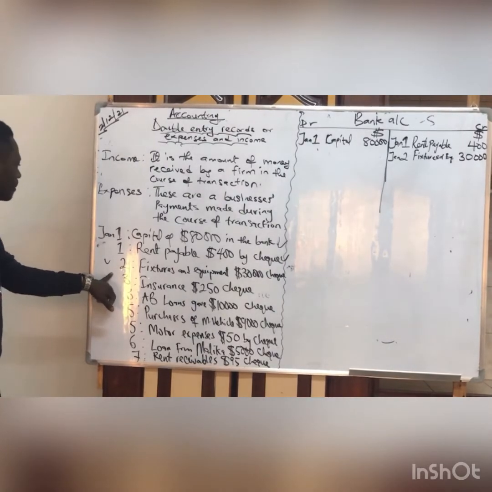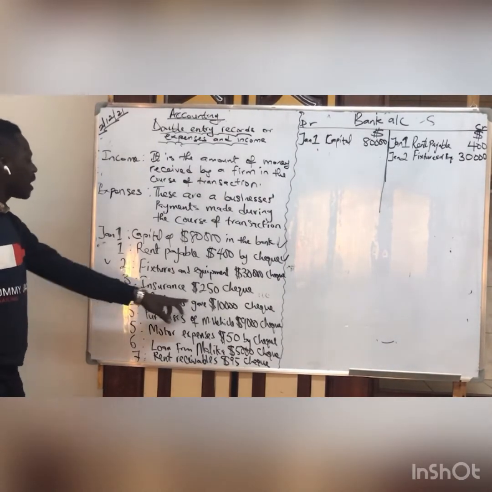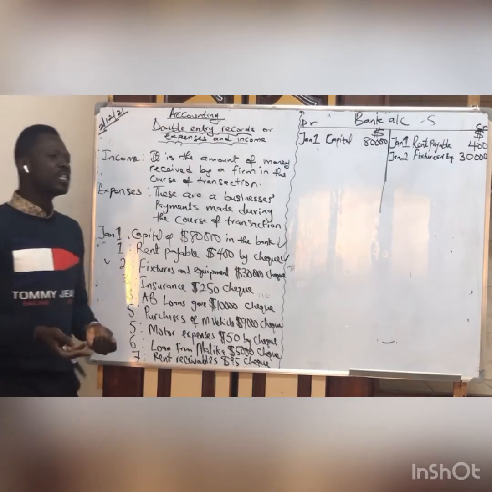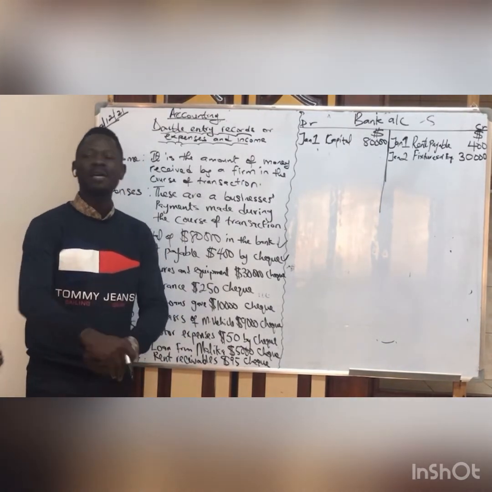Yes. Good. On the third, insurance 250 by check. So he paid insurance. So when you pay insurance, what does that mean? Is it a credit balance or a debit balance?